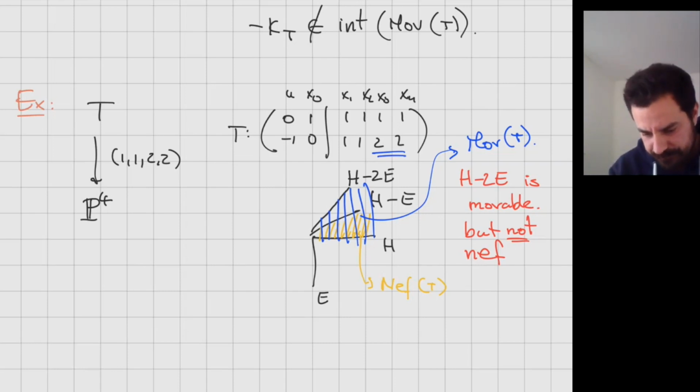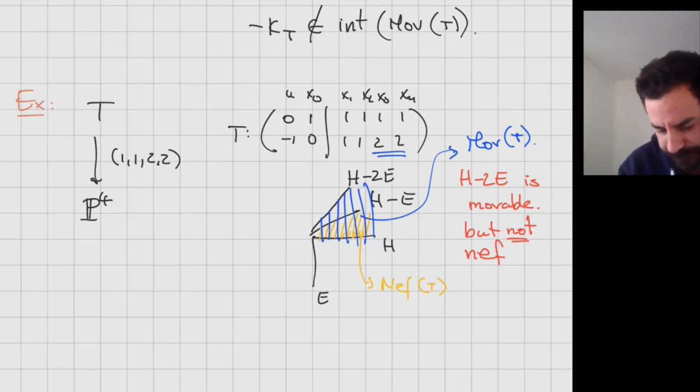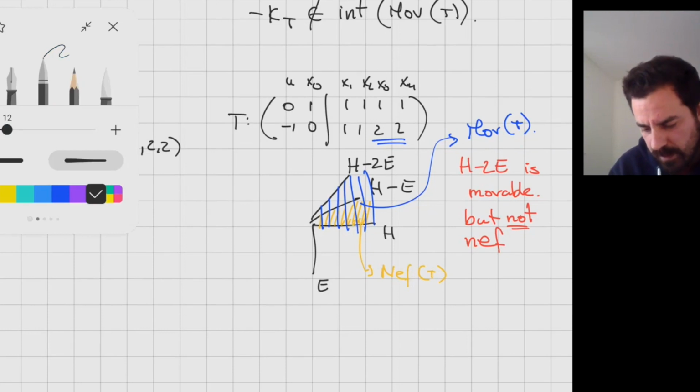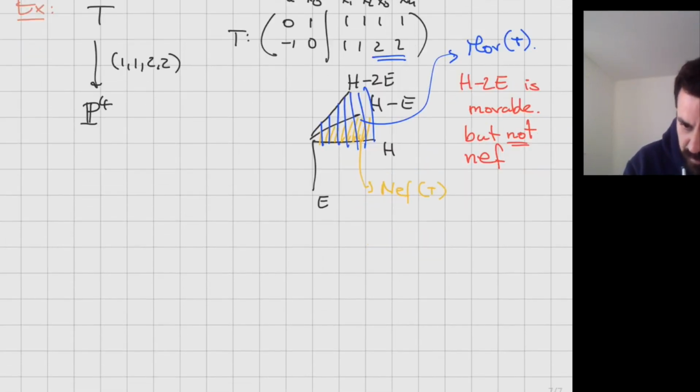So the base locus of this linear system has codimension at least 2, which means that the divisor is not movable by definition. Okay, so what does this mean?